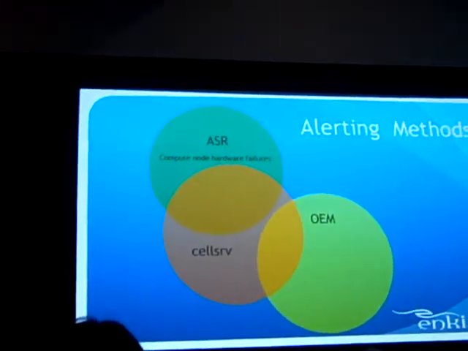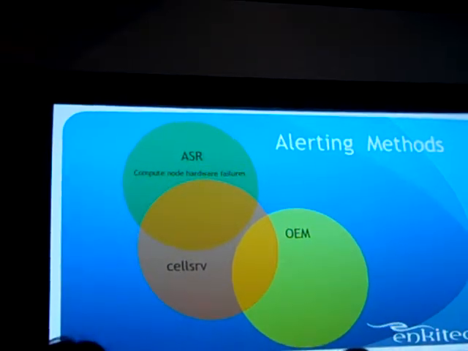So when it comes to something like ASR, it's great for compute node hardware failures, things like that. Any kind of hardware failure that you're going to see, you're going to get a notification from ASR. It's going to open a service request, it's going to get the ball rolling. You may have a log that you have to upload to Oracle support to get it moving, but our experience has been that it's very quick. When something breaks, you just upload a log if you need to, or an ILOM snapshot, and they're moving really, really quickly to get everything going.